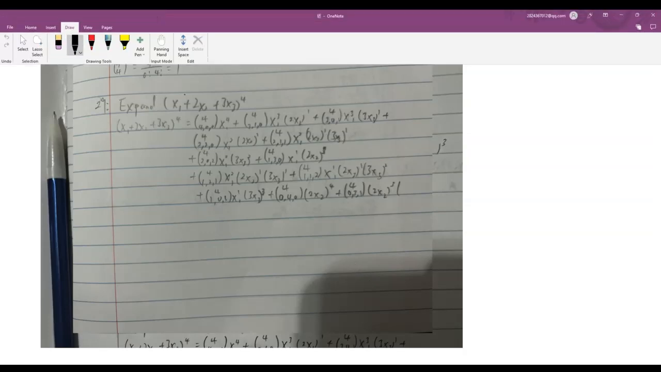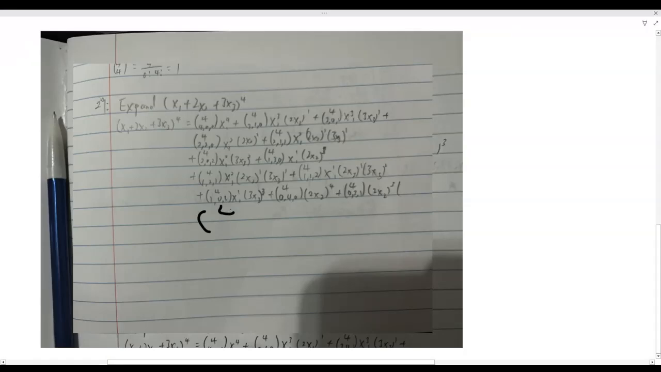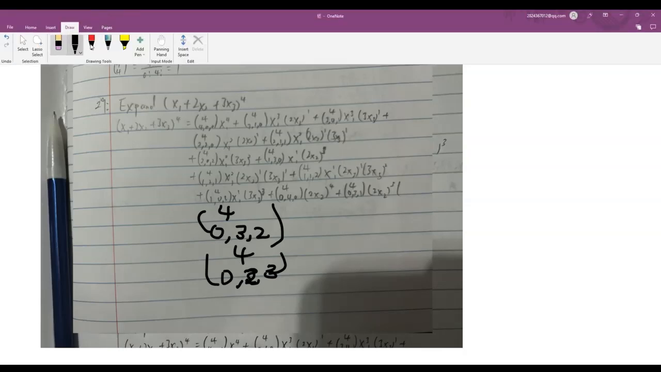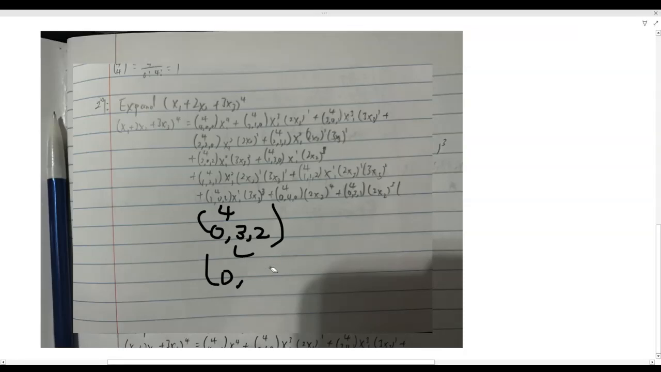Okay, let's see. 4, 3, 1, 3, 0, 1, 3 choosing 2. 2, 2, 0, and 2, 0, 2. 2, 0, 2 is here. 0, 3. Then 2, 1, 1. 1, 3, 0, 1, 0, 3. 1, 0, 3 is here. 1, 2, 1. 1, 1, 2.